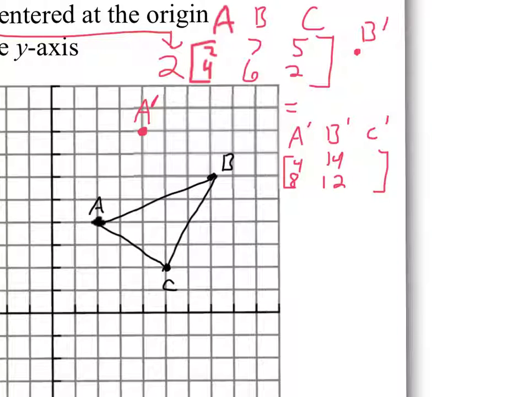When we do C, we'll multiply those by 2. We'll get 10 and 4. And that one will stay on. So 10 and 4. C prime is right there. Okay, go ahead and draw those dots or dashes in.